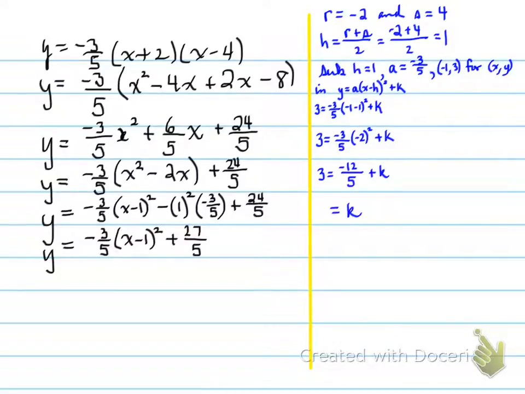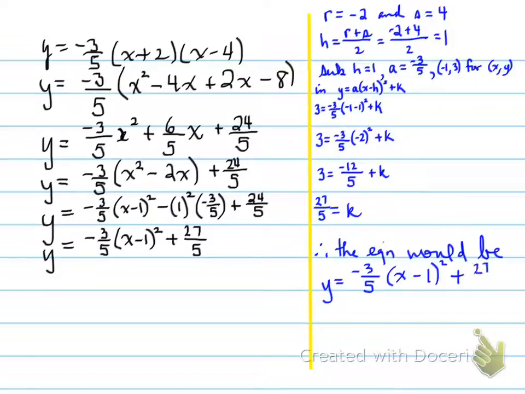Now if you're wondering where these values came from, let's go through this. Negative 3 over 5, that's your a. So negative 1 minus 1 is negative 2. Negative 2 squared is 4. 4 times negative 3 is negative 12 over 5 plus k. Move it over, common denominator gives you 27 over 5. And guess what, folks? That turns out to be our equation. Y equals negative 3 over 5, x minus 1 squared, plus 27 over 5. So if you do it the blue way or the black way, I guarantee you'll end up with the same answer, provided you've done the math properly.